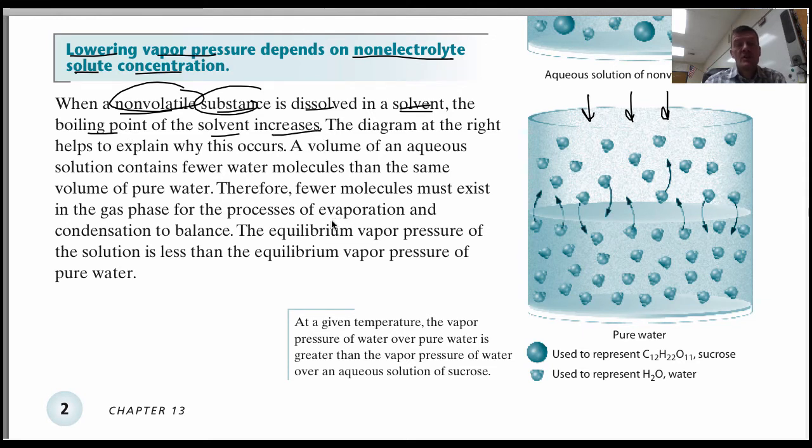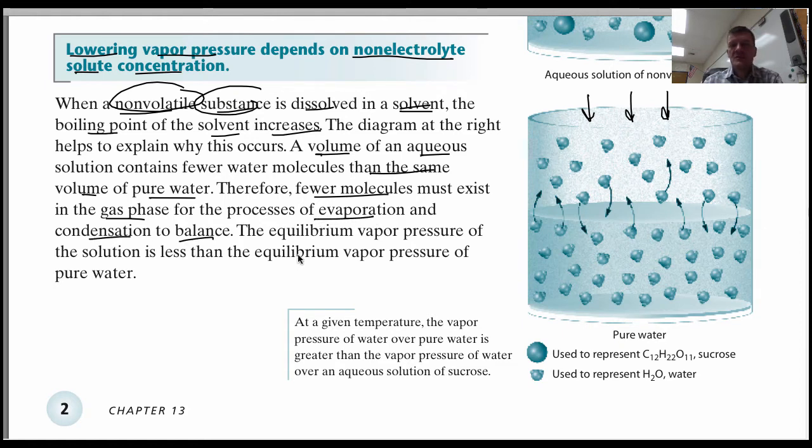So when you put salt or sugar into your water, you have to get it to a higher temperature in order for it to boil. Okay? A volume of an aqueous solution contains fewer water molecules than the same volume of pure water. What do I mean by that? Fewer molecules must exist in the gas phase, okay, for the process of evaporation and condensation to balance.